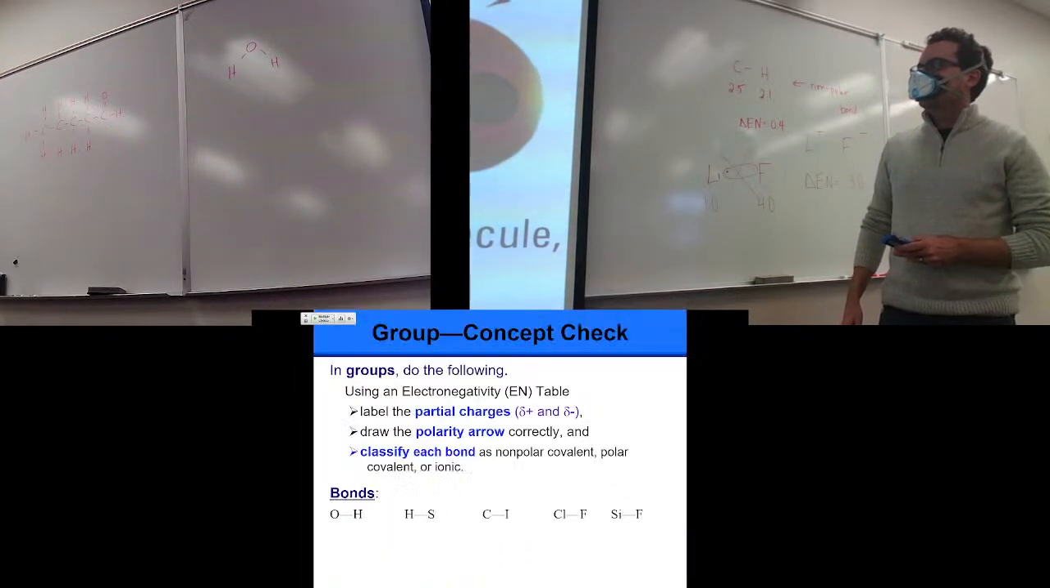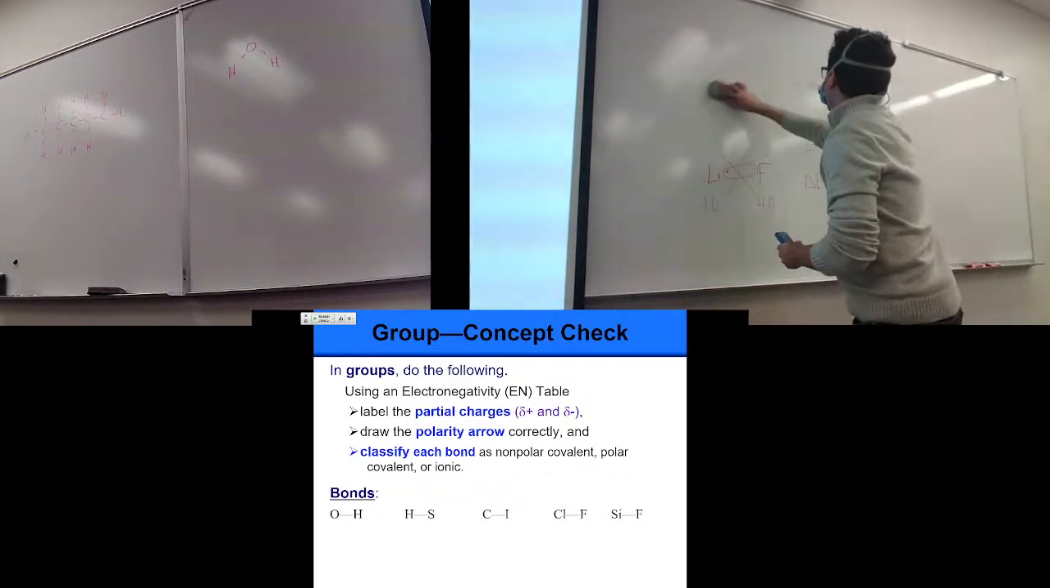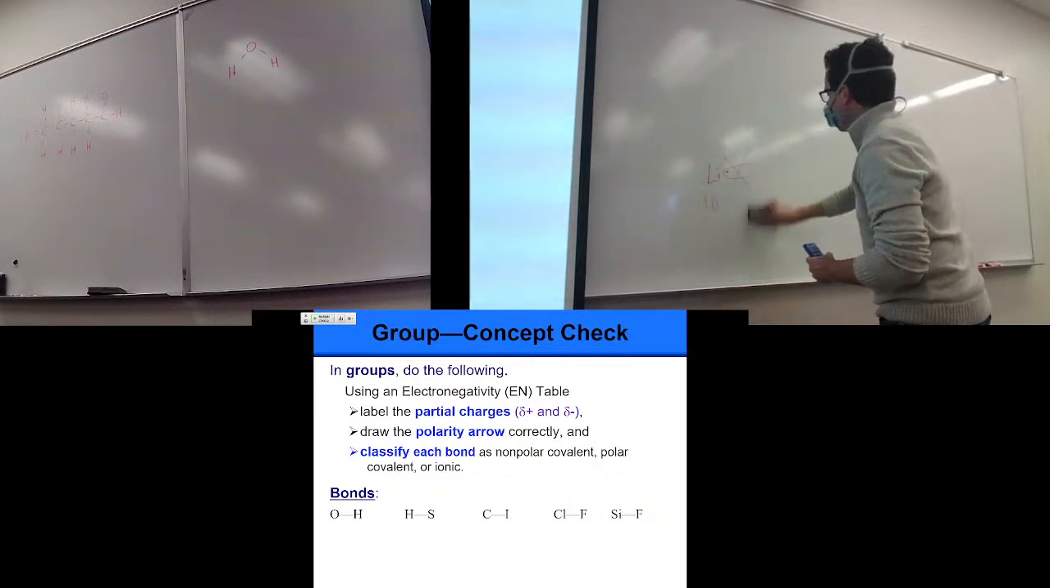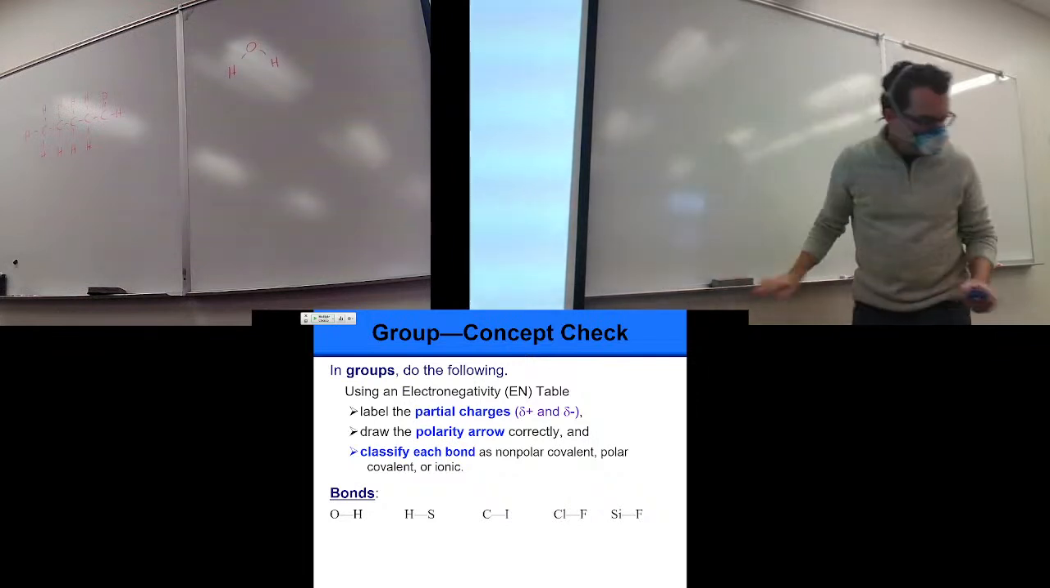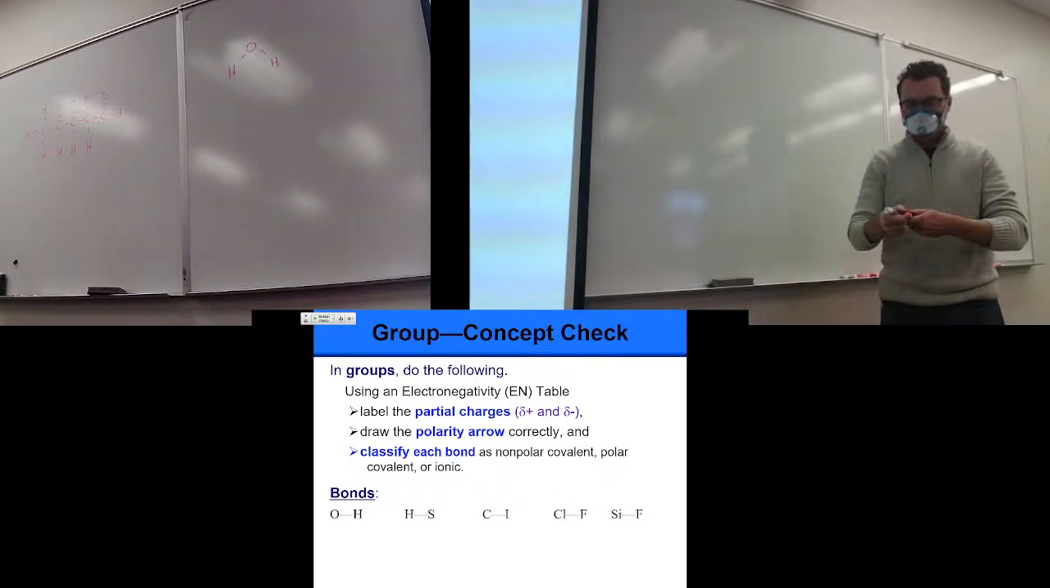Okay. So, we'll do a few of these really quickly before we move on. Because again, the goal is not to worry too much about the individual bonds. We want to be able to measure the dipole moment or figure out if a whole molecule is polar.